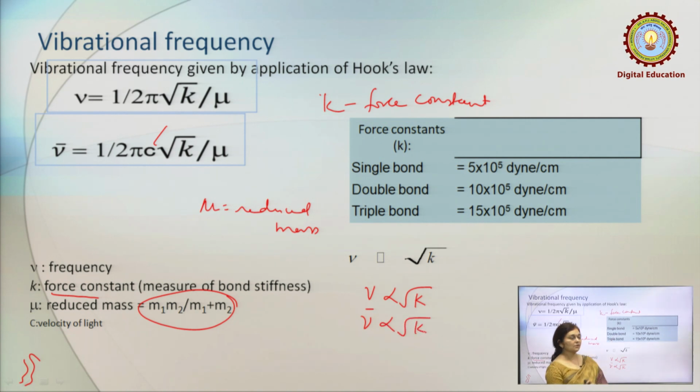Force constant for a single bond is 5 into 10 to the power 5 dynes per centimeter. For a double bond, it is 2 times, meaning 10 into 10 to the power 5 dynes per centimeter. For a triple bond, it is 15 into 10 to the power 5 dynes per centimeter. With the help of this formula, we are able to calculate the vibrational frequency of any stretching and bending vibration.